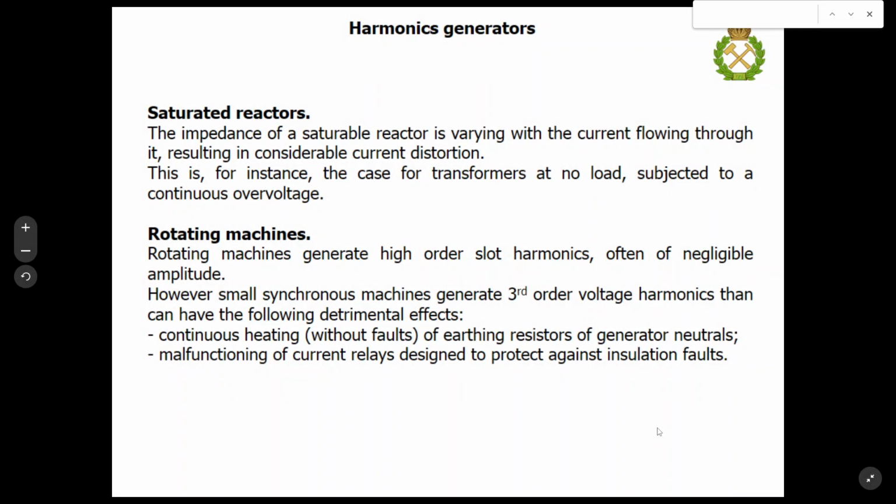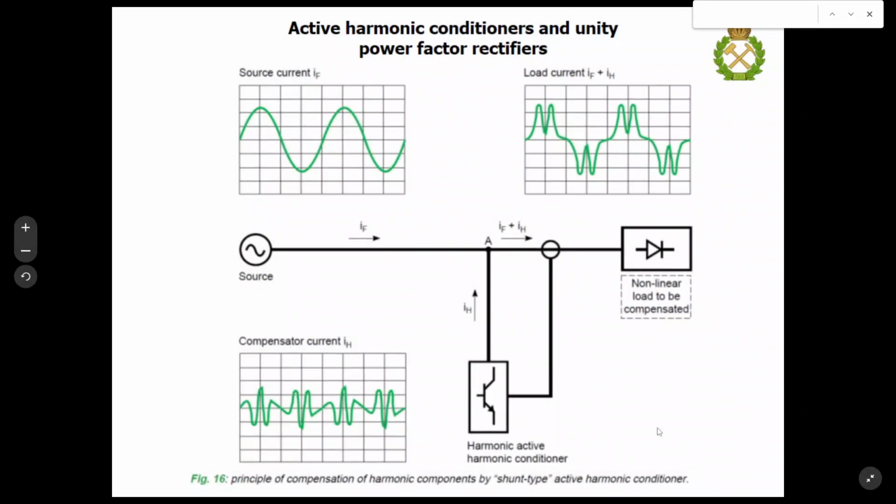Also, we should consider saturated reactors and rotating machines as the main reasons for harmonics presence. The saturated reactors can be used to limit our voltages, and in some cases they can also produce harmonics. Rotating machines, especially during the start time, can produce some harmonics.